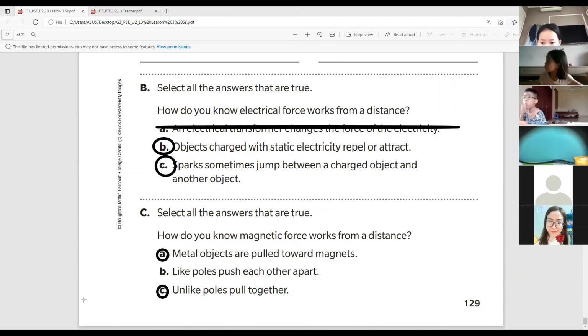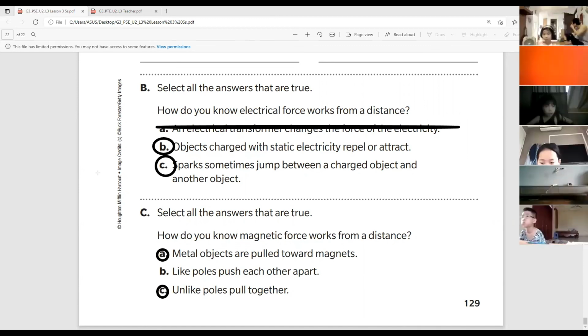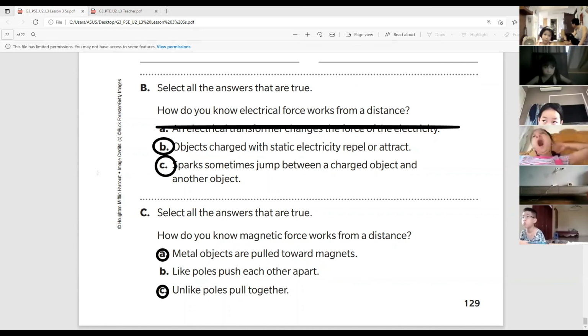And does anyone else have another answer? Zook, do you have another answer for C? What did you circle? I circled A, B, and C. Oh, A, B, and C. Yeah, they're all correct, guys. They're all correct. A, B, and C. So make sure your answers reflect that.